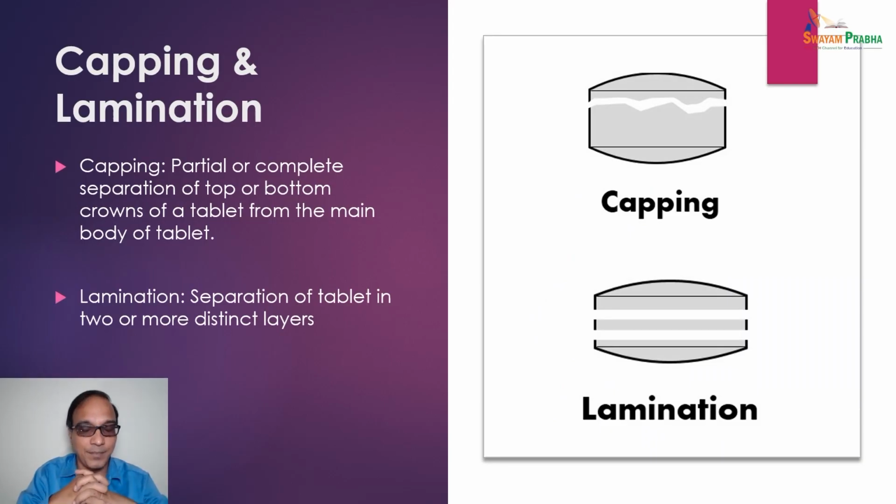Now first is capping and lamination. As you say, capping, the cap or crown is gone, that is capping. Lamination means two layers are separated. Capping is defined as partial or complete separation of the top or bottom crown of a tablet from the main body of the tablet, as you can see in this diagram. Lamination is a separation of the tablet into two or more distinct layers. Just like laminates, 2-3 laminates, they are separated.